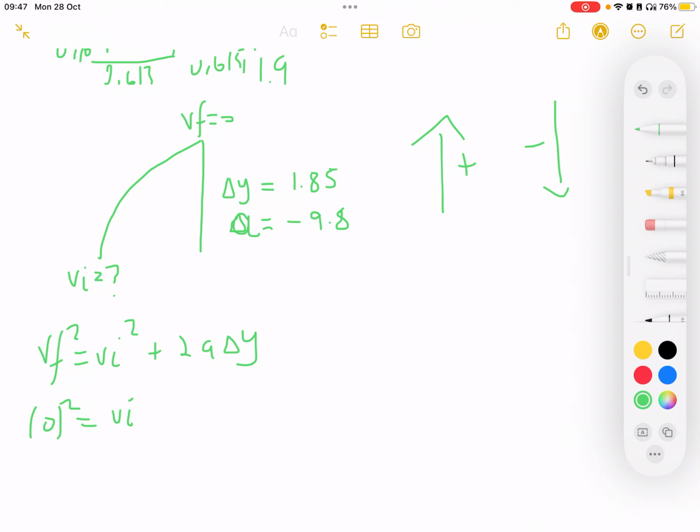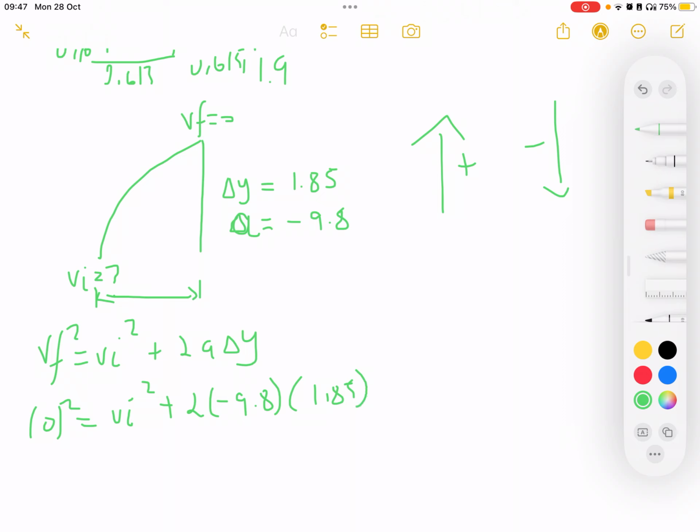Well, why would we want to know the V initial? The V initial is going to help us get the time it took from here to here. That's how it's going to help us. Because someone may ask, why would we calculate Vi when we are not asked for Vi? All right. Plus 2 times negative 9.8, delta y is 1.85.